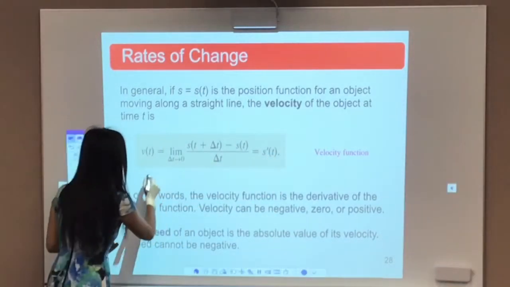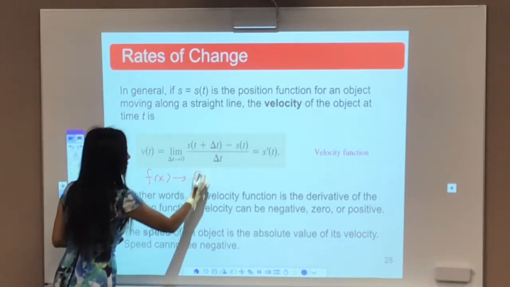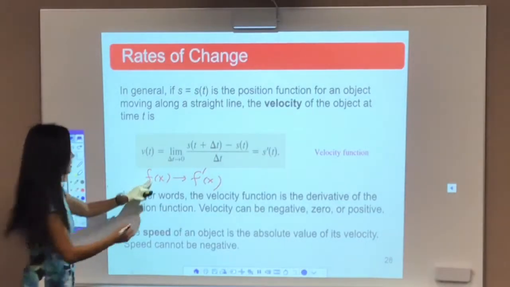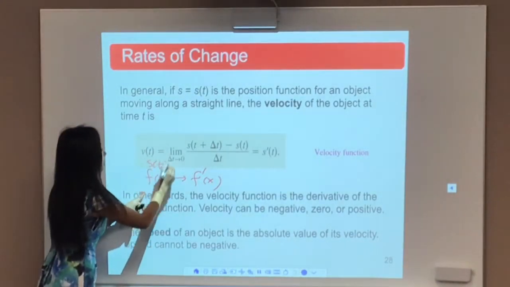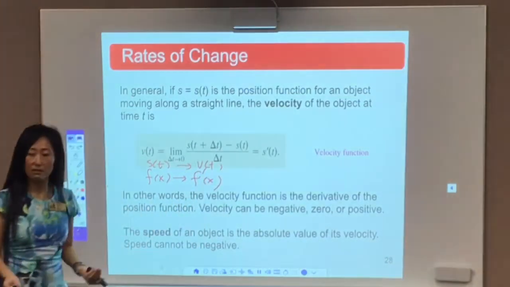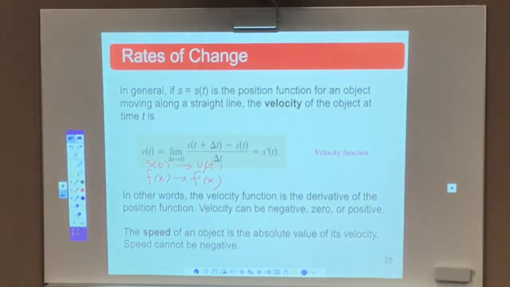Just like this, I said f of x. If I take a derivative, what do you get? F prime of x. But now we have a special name. This is the position function. What do you call this? Velocity function. Same thing. Does it make sense to you guys? In other words, the velocity function is the derivative of the position function.